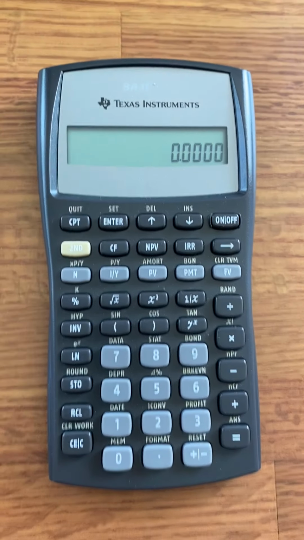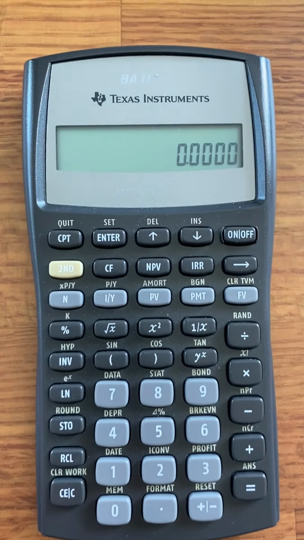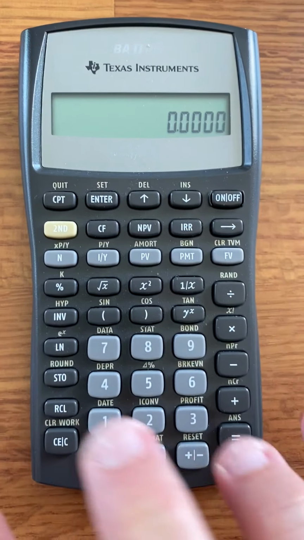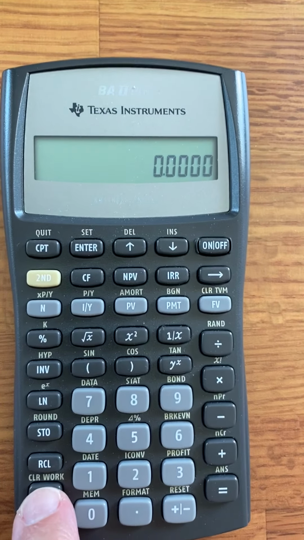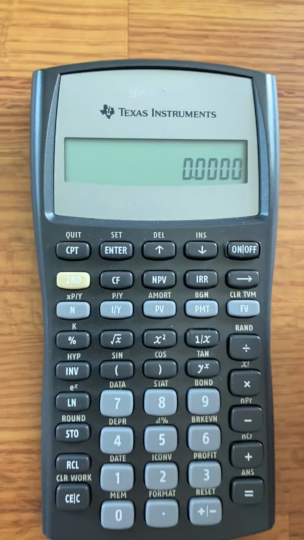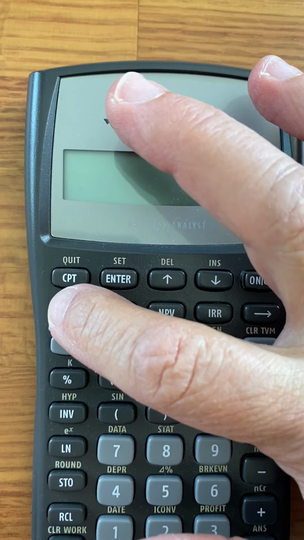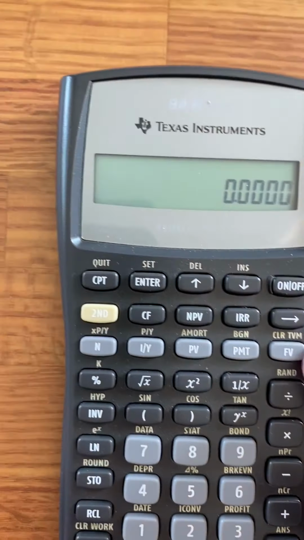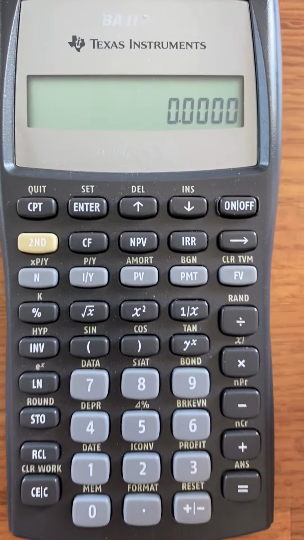All right, we're going to do a quick video on how to calculate bond pricing and yield to maturity on your BAII Plus. The first thing you want to do is make sure that you have cleared the register, and you want to clear your time value of money register, and do that by hitting the yellow button and then the FV or future value button. And you can see that it says clear TVM.